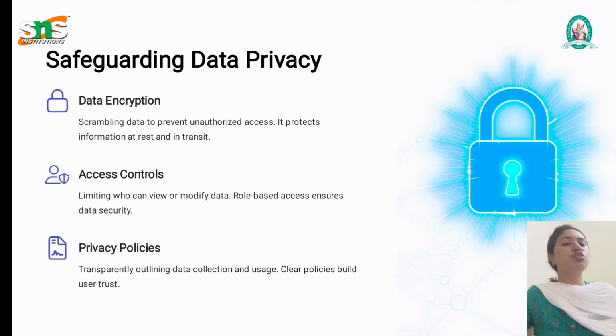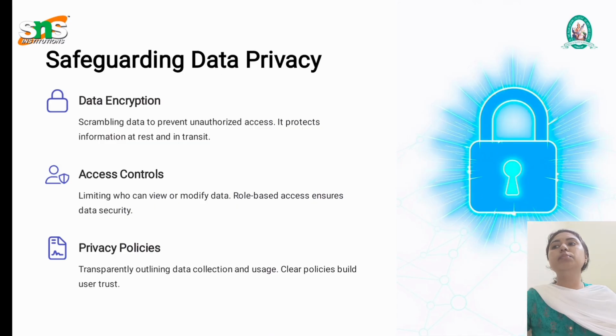Next is safeguarding data privacy. There are three ways to safeguard data privacy: data encryption, access control, and privacy policy. Data encryption is scrambling data to prevent unauthorized access. It protects information at rest and in transit. Access control is limiting who can view or modify data. Role-based access ensures data security also. Privacy policies provide transparency, outlining data collection and usage. A clear policy builds user trust also. These are the ways to safeguard data privacy: data encryption, access control, and privacy policies.